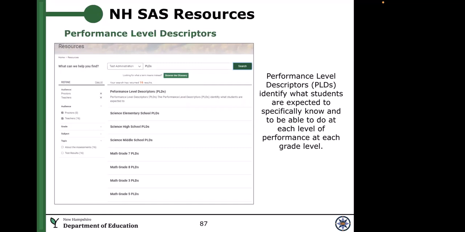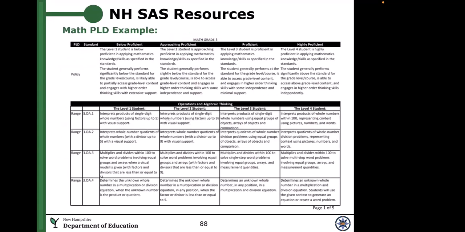There are performance level descriptors for every grade level. So what these are, these are rubrics that are matched up with all of the standards, and it tells you what the students are doing at a level 1, level 2, a level 3, or a level 4. So here's an example of 3rd grade math. Here is the standard, and here's what students are doing at each level of proficiency here.